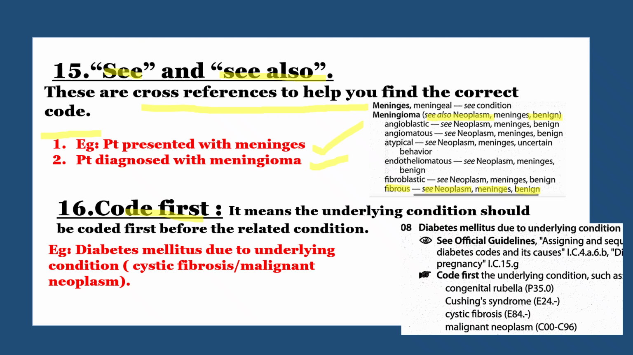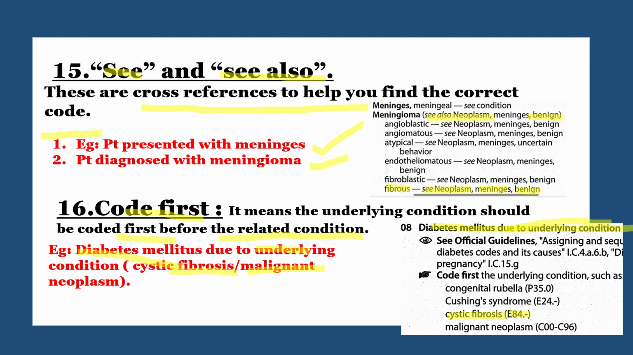Code first means the underlying condition should be coded first before the related condition. You must code the main disease first and then the related condition. For example, a patient presents with diabetes mellitus due to an underlying condition, such as cystic fibrosis or malignant neoplasm. If the patient presents with diabetes mellitus due to cystic fibrosis, the cystic fibrosis is the main reason for the diabetes. So first you have to code cystic fibrosis, E84, and next you have to code diabetes mellitus due to the underlying condition.